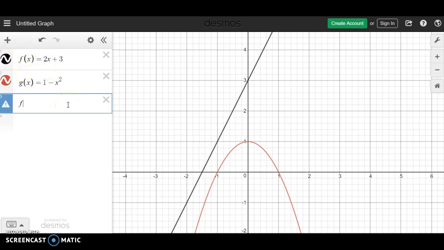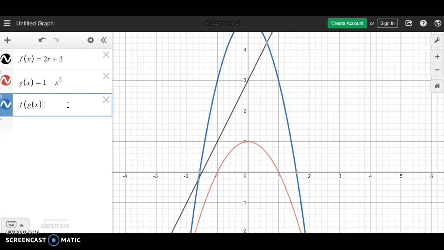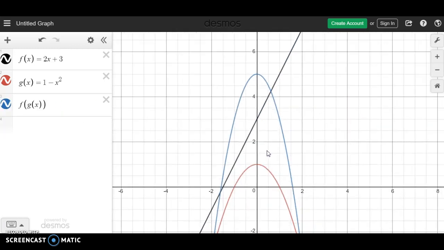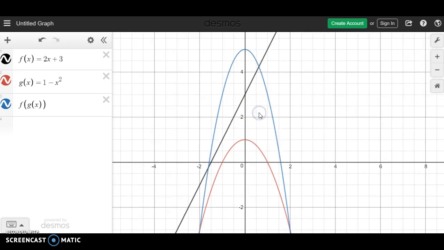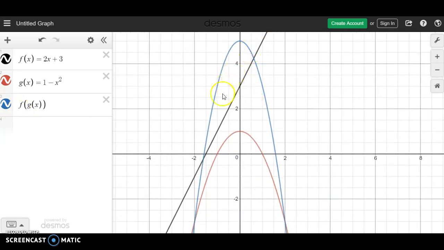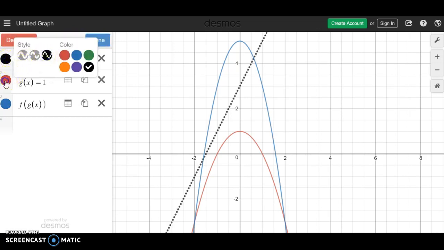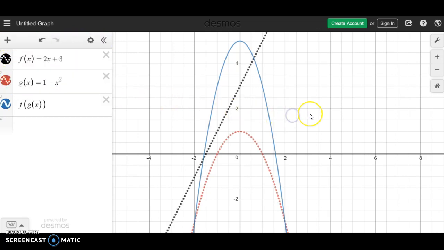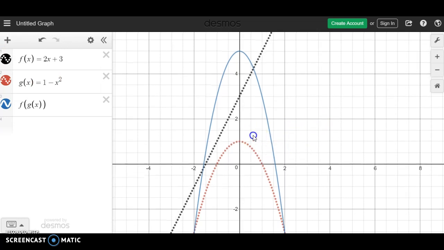When I look at f of g of x, it gives me a new function, which is not any of the two original functions, and it typically won't be, but it's found as a combination of f and g. If you remember, with the composite, we're taking g of x as our input to f. So we're taking this red parabola as an input to this straight line in order to get our composite function. I'm going to very quickly change these so that they're a little bit less prominent.